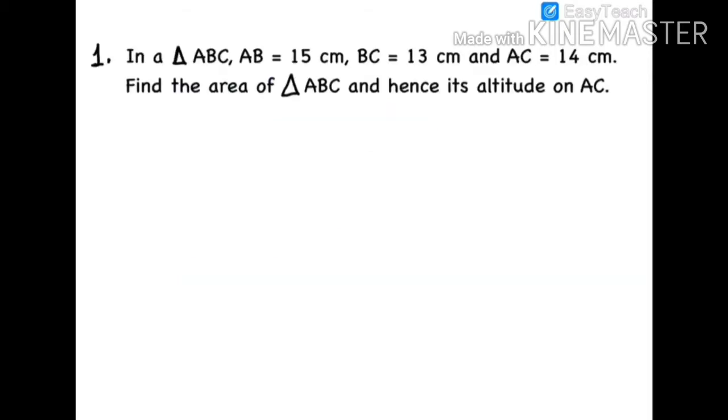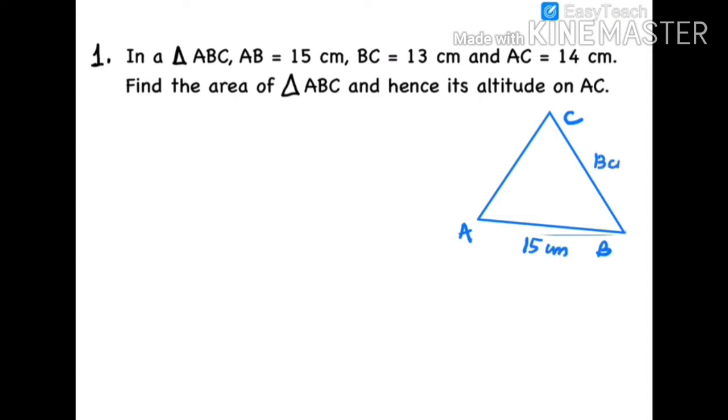Question number 1. In a triangle ABC, AB is 15 centimeters, BC is 13 centimeters and AC is 14 centimeters. Find the area of triangle ABC and hence its altitude on AC.